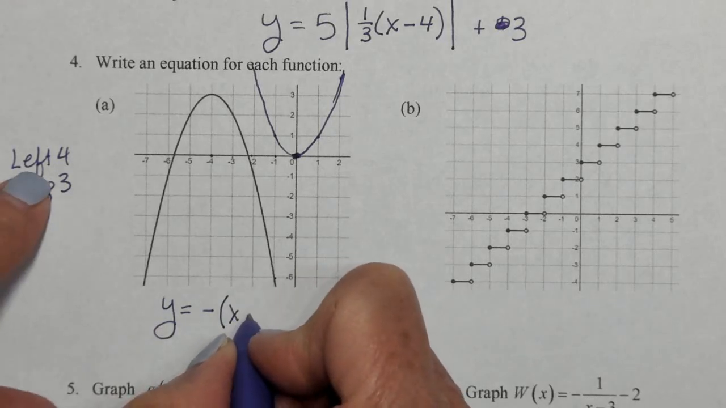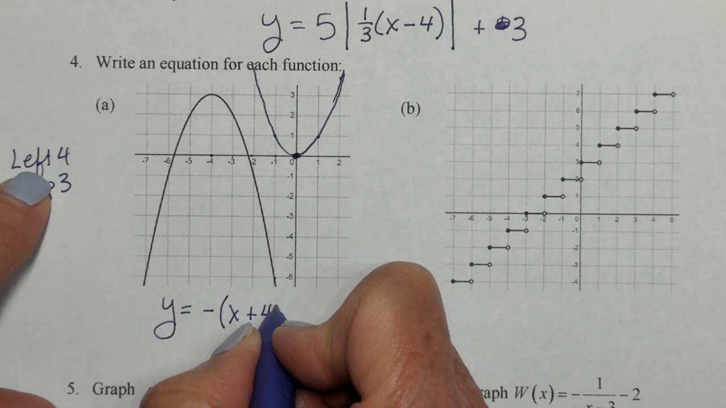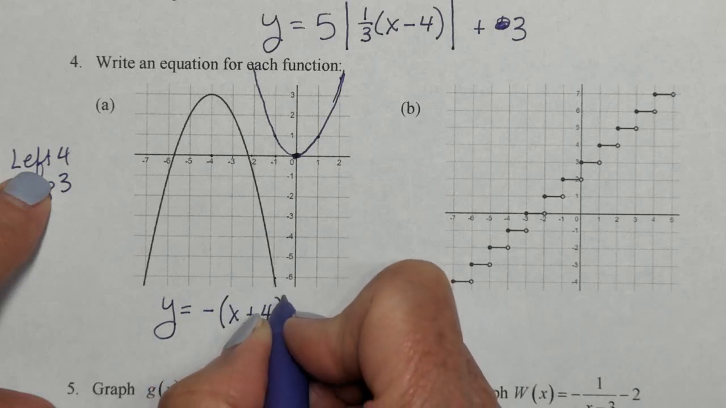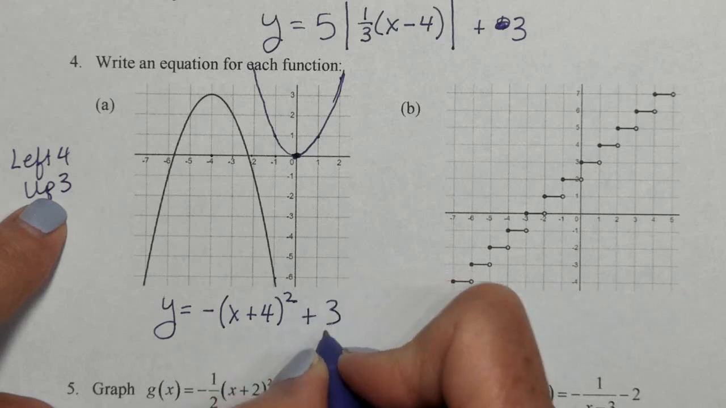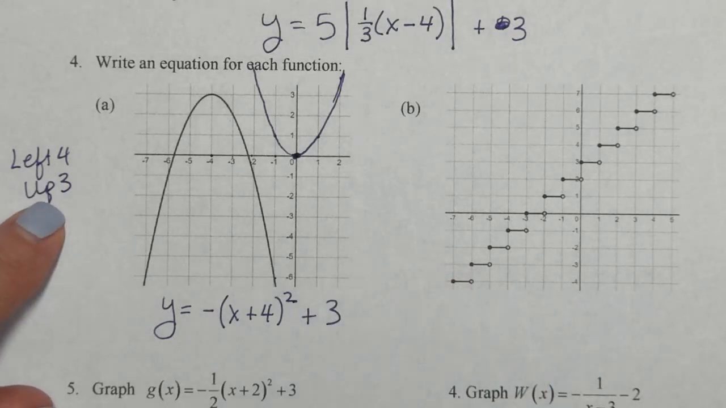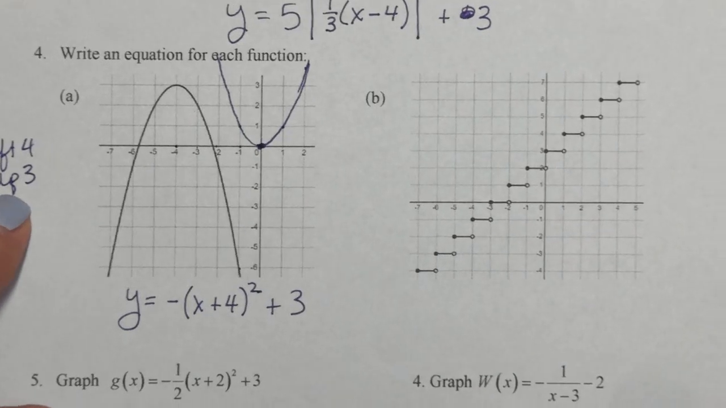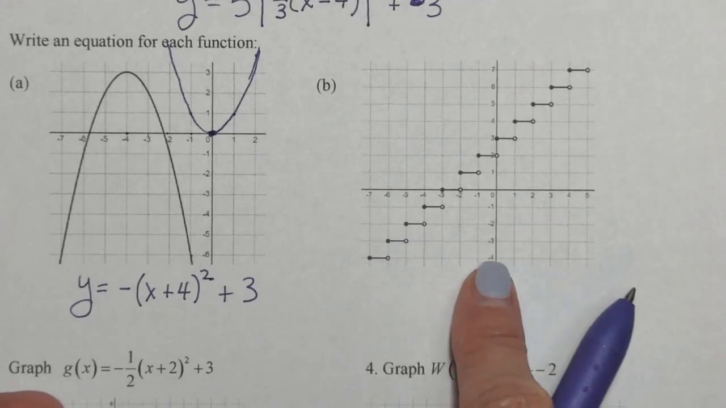X plus 4, right, squared plus 3. The up 3 goes at the very end. Okay. All right. Here we have the greatest integer function.